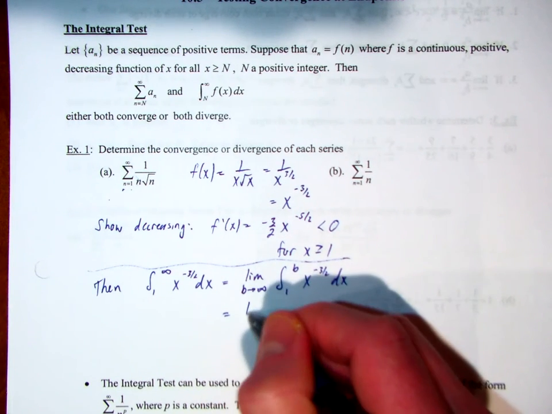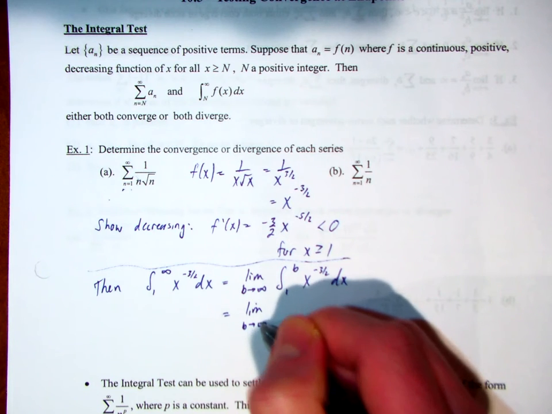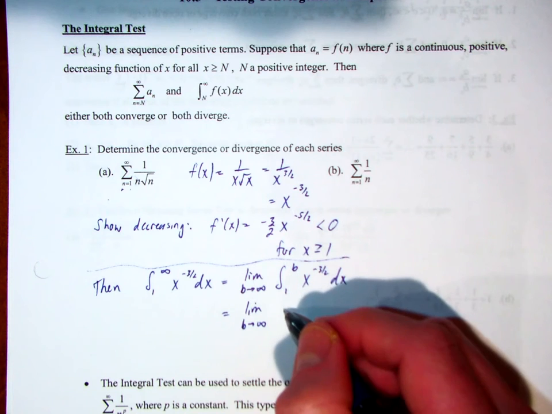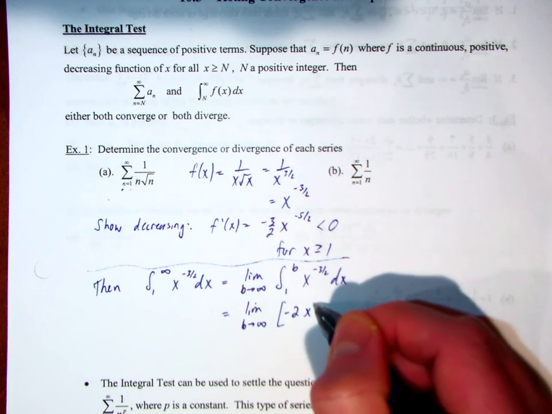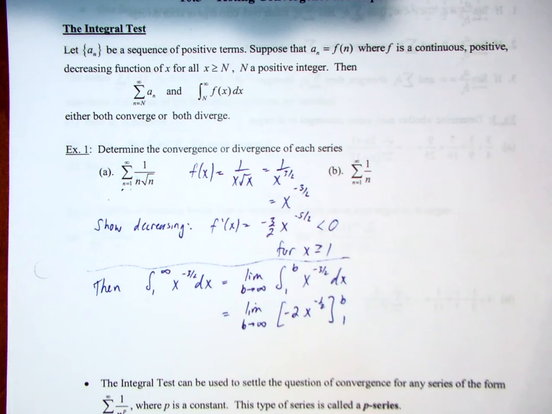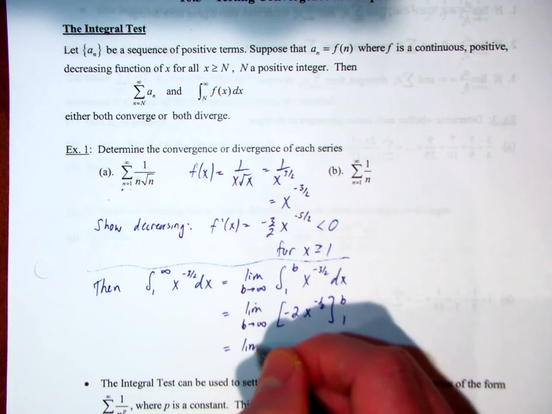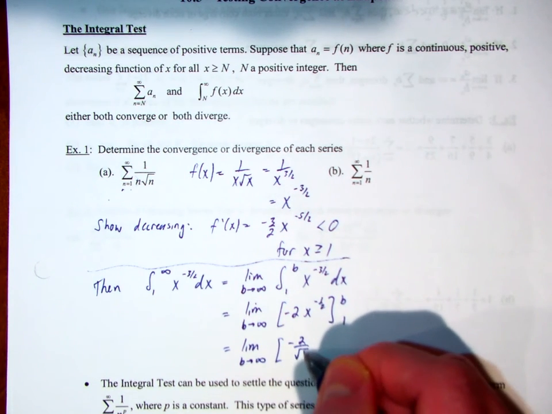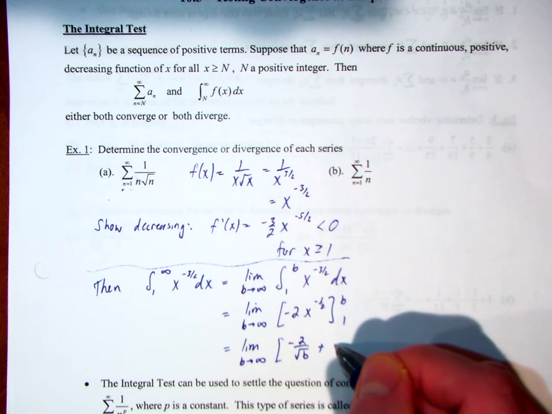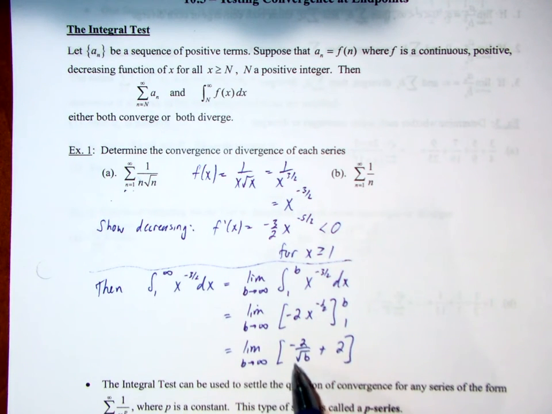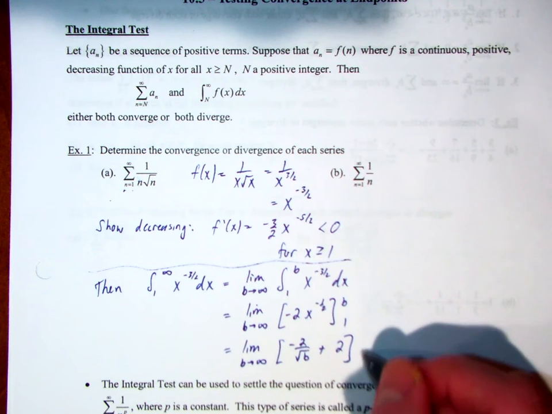All right, so let's do the antiderivative. Add 1 would be negative 1 half, multiply by the reciprocal, so it's going to be negative 2 x to the negative 1 half, plug in b and plug in 1. And so we have the limit as b goes to infinity of negative 2 over radical b plus 2 over radical 1, which is just 2. Okay, and as b goes to infinity, as the denominator gets large, the whole fraction gets small, so this approaches 0, so this converges to 2.